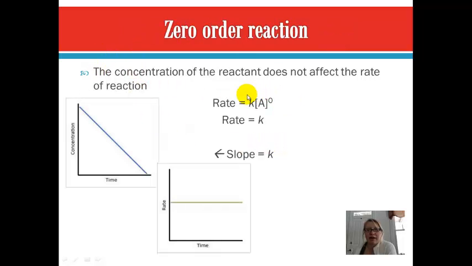Now, a zero order reaction, when the exponents all add up to 0, means that really the concentration is not included, because anything to the 0 power is just 1. So the rate does not depend on the concentration of the reactants. So you can add as many reactants as you want, the rate will not change.